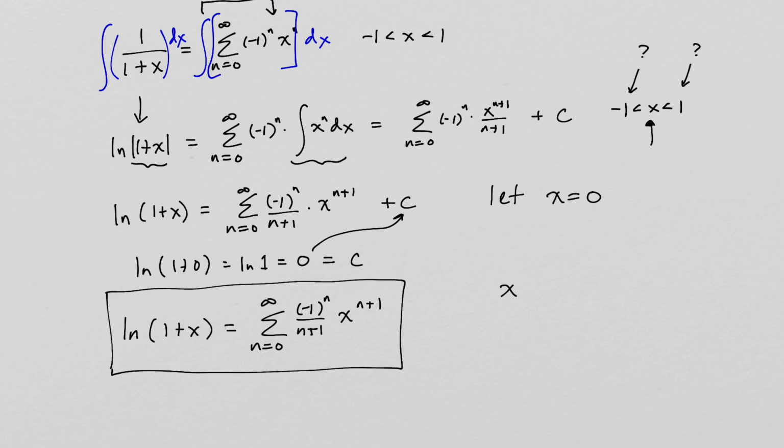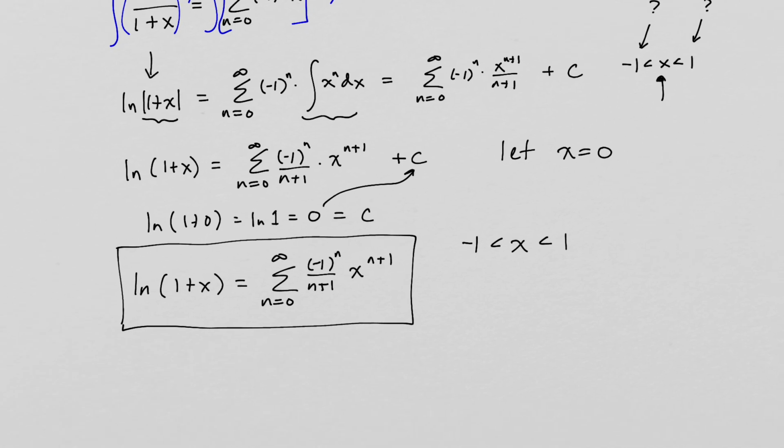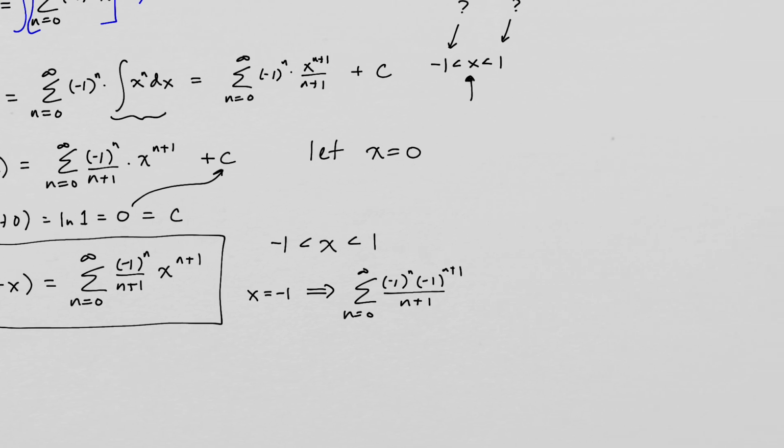Now let's get back to our interval of convergence. What do we get if we let x equal negative 1? Well, if you plug in negative 1 for x, you actually get the sum of negative 1 to the n times negative 1 to the n plus 1 over n plus 1. And this is going to be the sum of negative 1 to the 2n plus 1, right? All I'm doing here is adding those powers together.